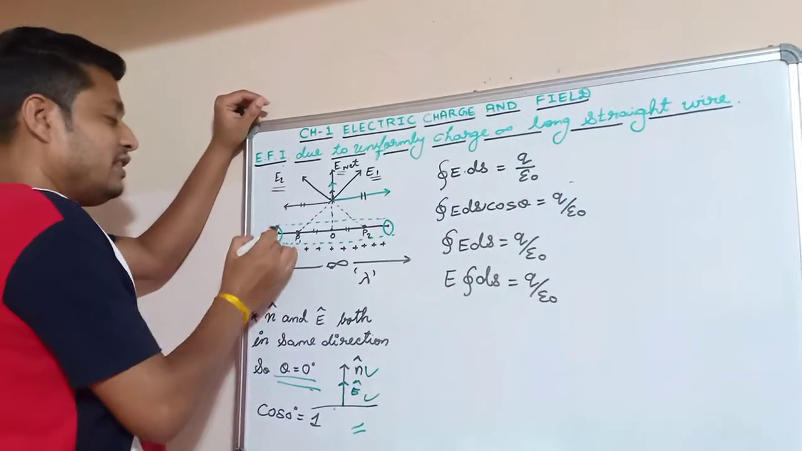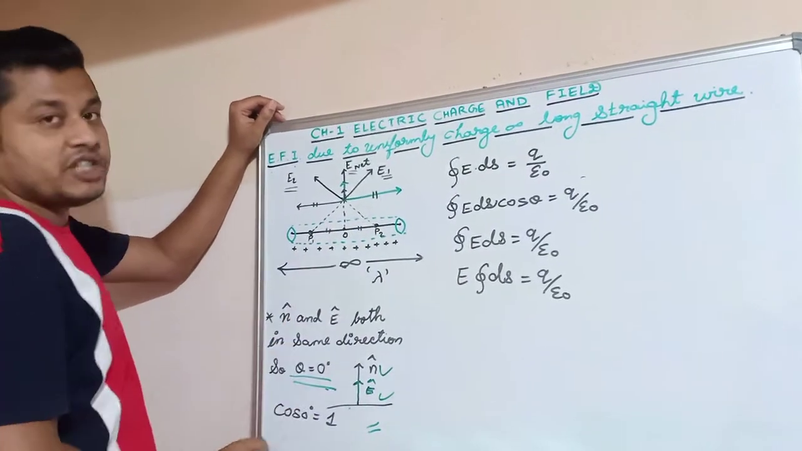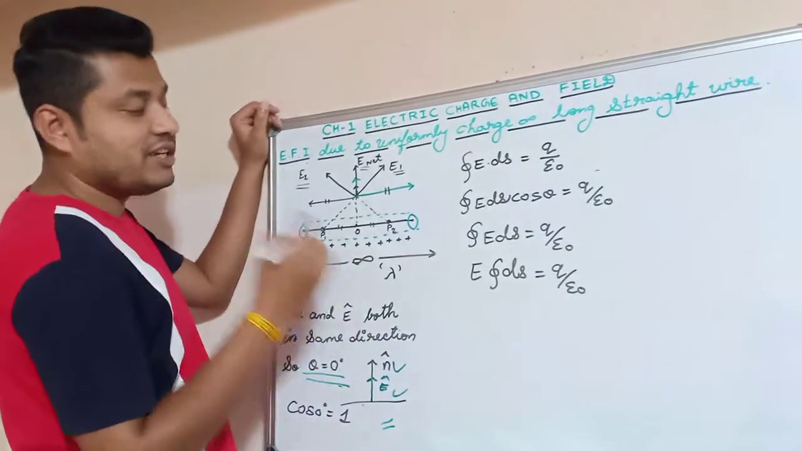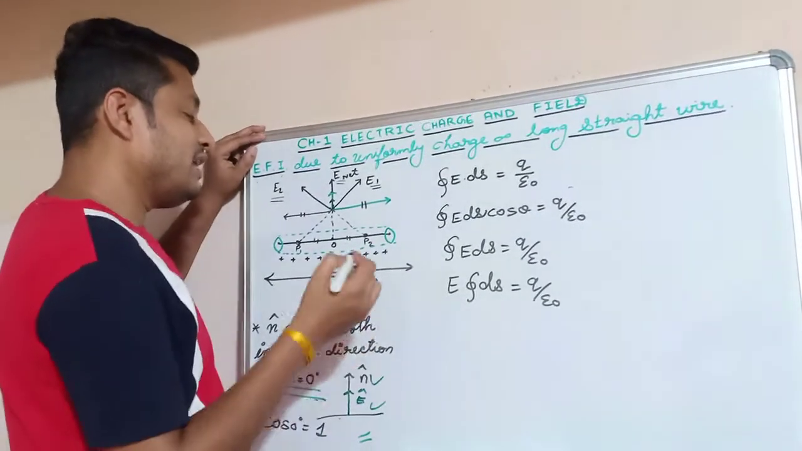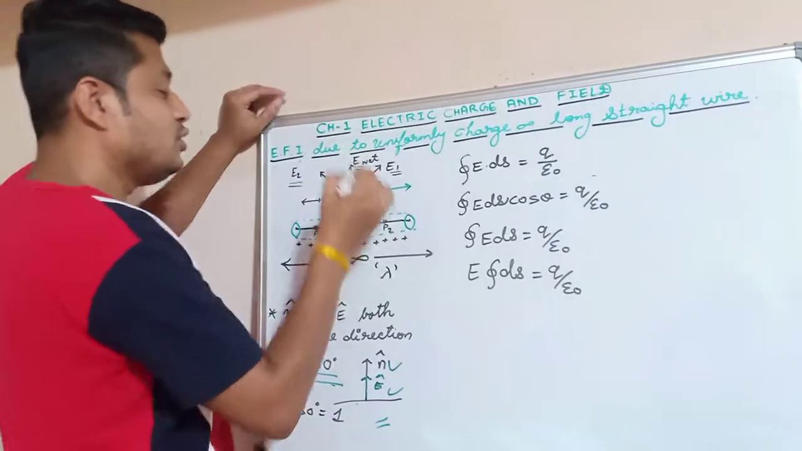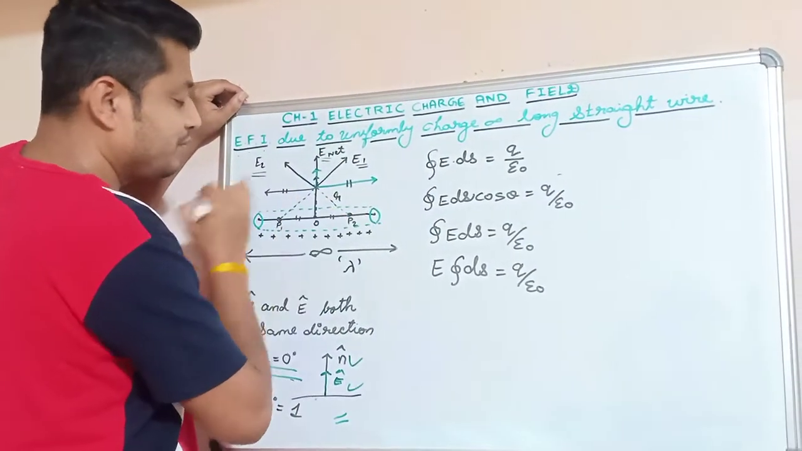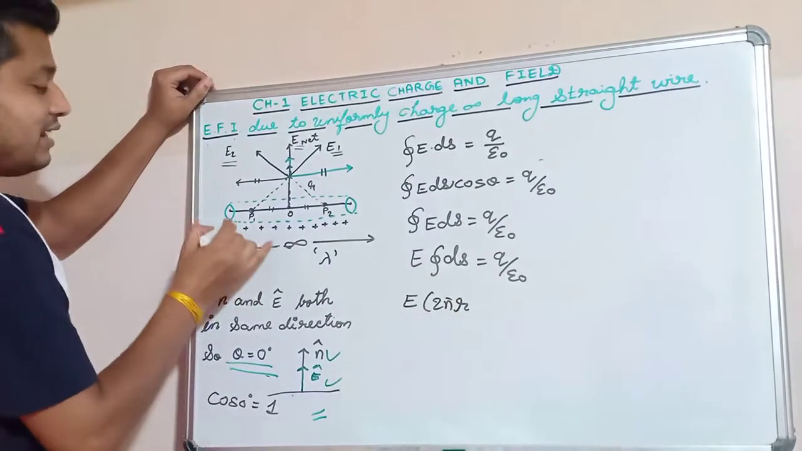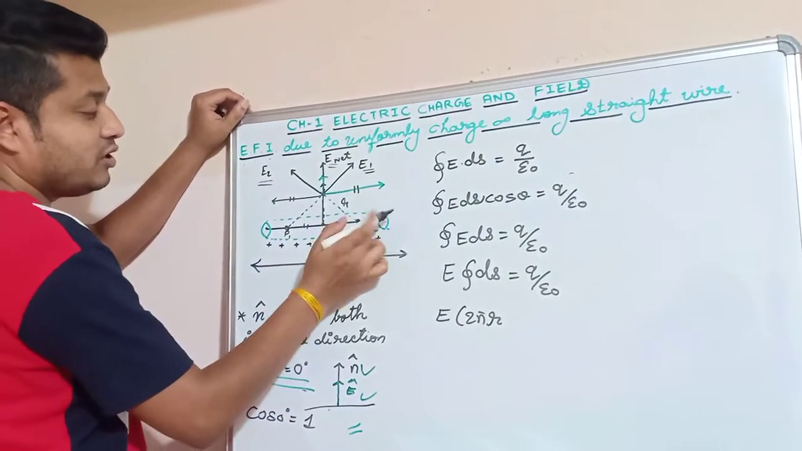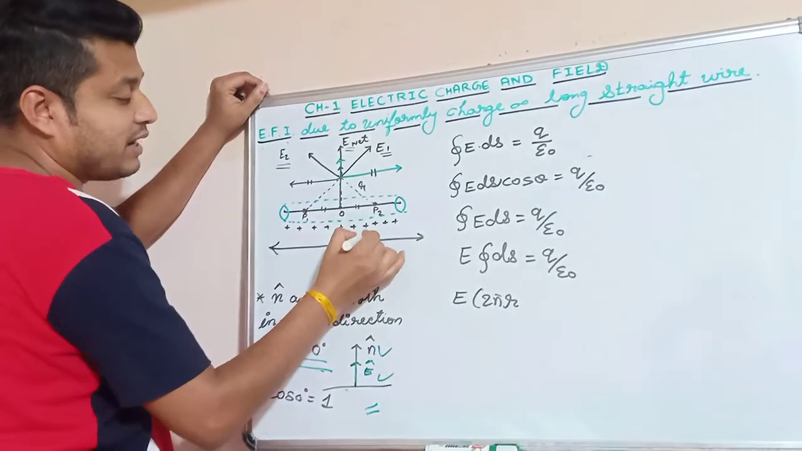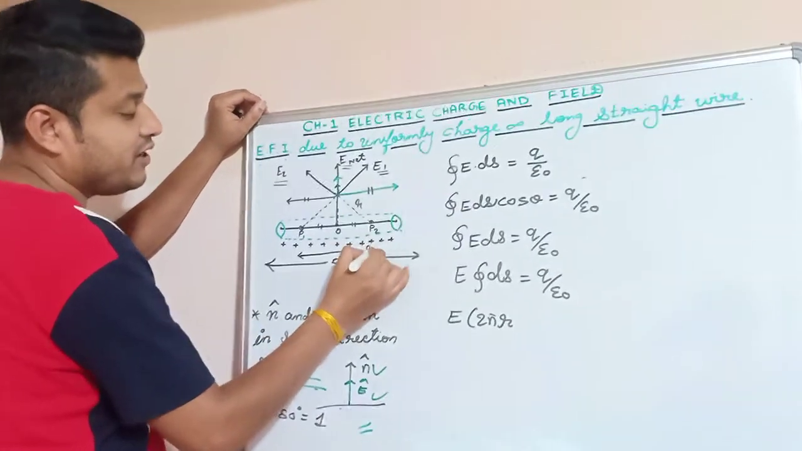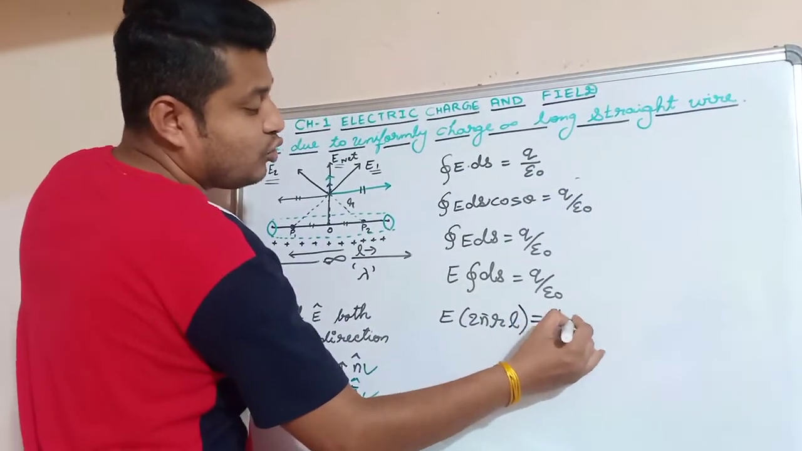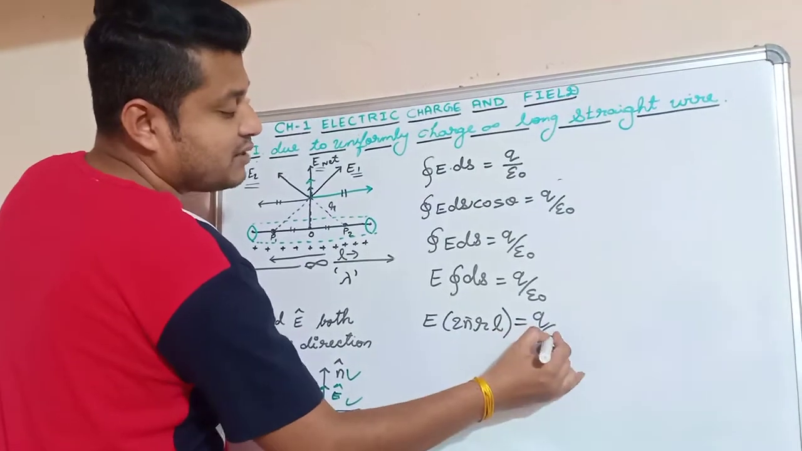Now this wire is of cylindrical shape, so we have to take the surface area of this cylinder. The surface area of the cylinder is 2 pi r L. This distance is r here. So E times 2 pi r L, where L is the length of the wire between P1 and P2, is equal to q upon epsilon naught.